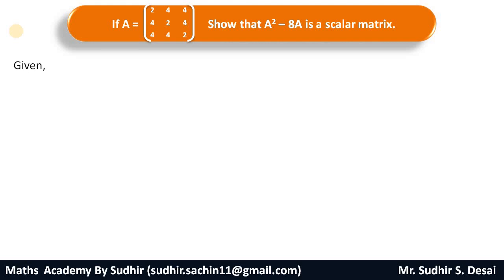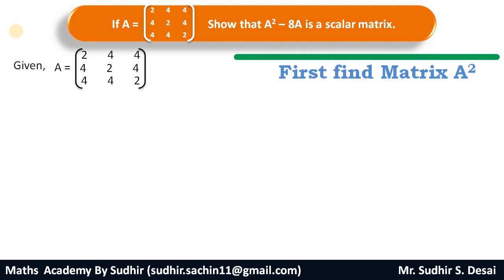So first we will write down the given matrix A. Now to show that A square minus 8A is a scalar matrix, first we will find the matrix A square. Now we know that A square is nothing but what? A into A. Remember this step. You have to write A square is equal to A into A.